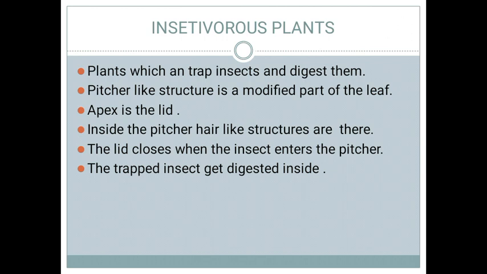Such plants will be having particular structure. In the case of pitcher plant, you can see a pitcher-like structure. That pitcher-like structure is actually a modification of its leaf. It will be having an opening. There will be a lid-like structure. As soon as the insect enters that pitcher, the lid closes. Inside the pitcher, some hairy-like structures will be there. The insect will be trapped inside this hairy-like structure, and from there digestive juices will be secreted. And these digestive juices will digest the insect and the nutrients will be absorbed by the body of the plant. That's the way they work.